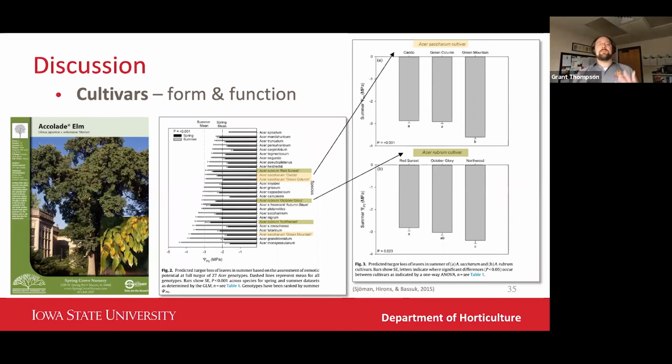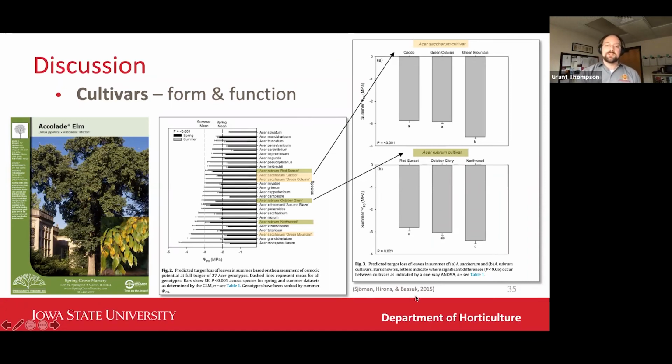And so when we think about cultivars, clearly form, if it's an upright or a narrow form for an urban space, if it has spectacular fall color, whatever the case is, form is often what we're thinking about. But it's not the only thing we think about. We do think about function when it comes to cultivars. For example, disease resistance. So Dutch elm disease resistant elms, that is a function that we have clearly selected for.